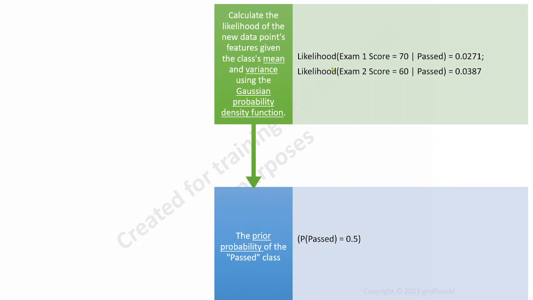So the likelihood or probability here, exam 1 score 70 given pass, is this one, and exam 2 score of 60, again for the same class, is this much. Now we need to compute the total probability of the pass class, which is basically the number of samples of passed divided by the total number of samples, and let's say that's 0.5.